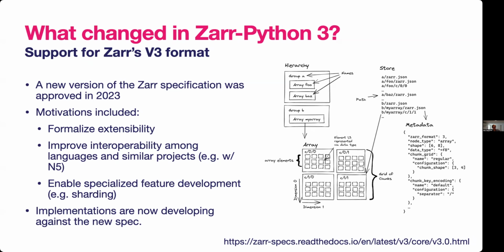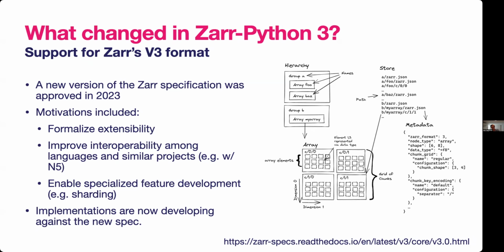So one of the main motivations for this whole effort was to bring in support for the V3 format. This is the latest version of the spec. It was approved in 2023, but implementations are just now developing against it. And this version of the spec was really designed to improve interoperability and extensibility, and offer the community the ability to build standardization around new extensions to the Zarr model.